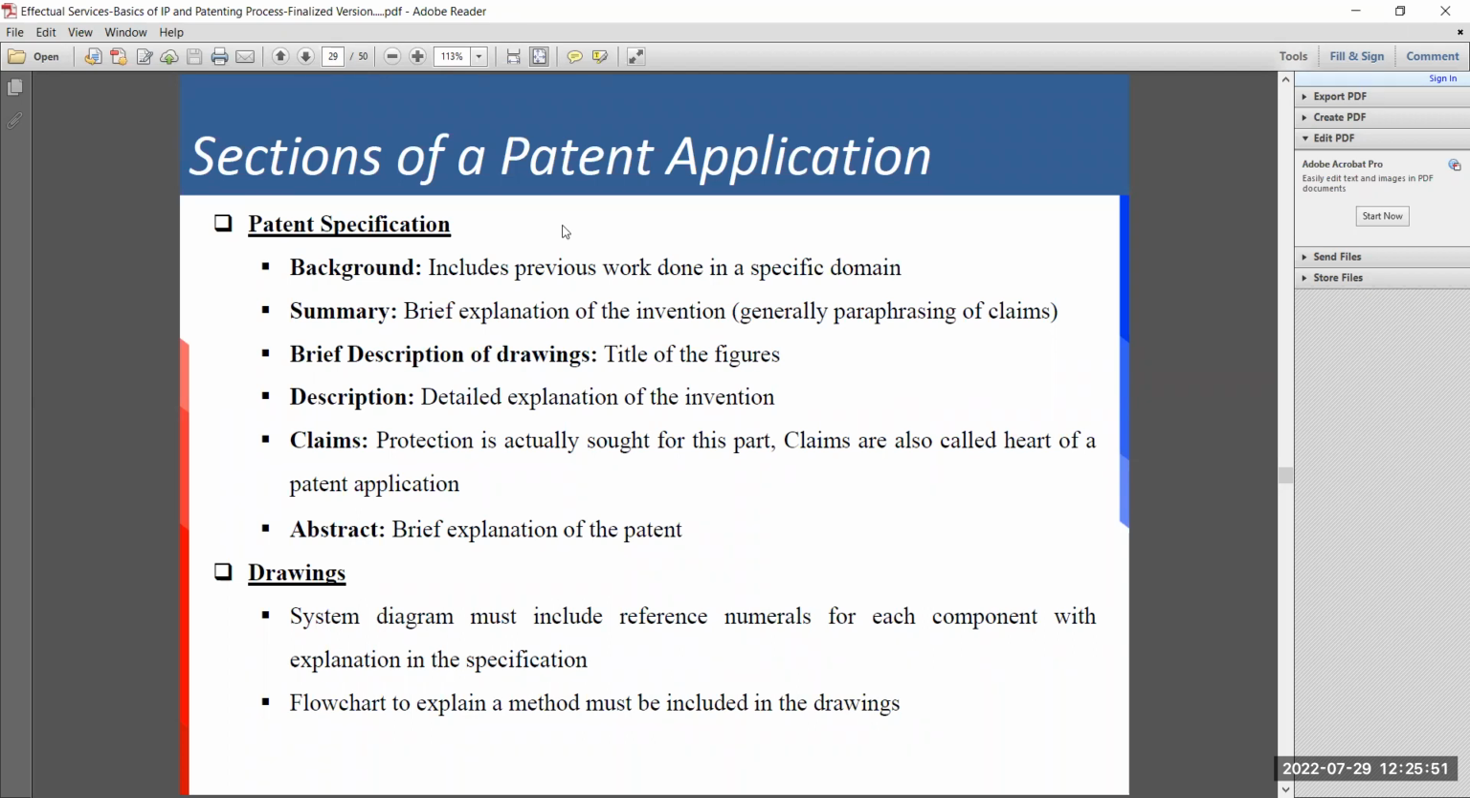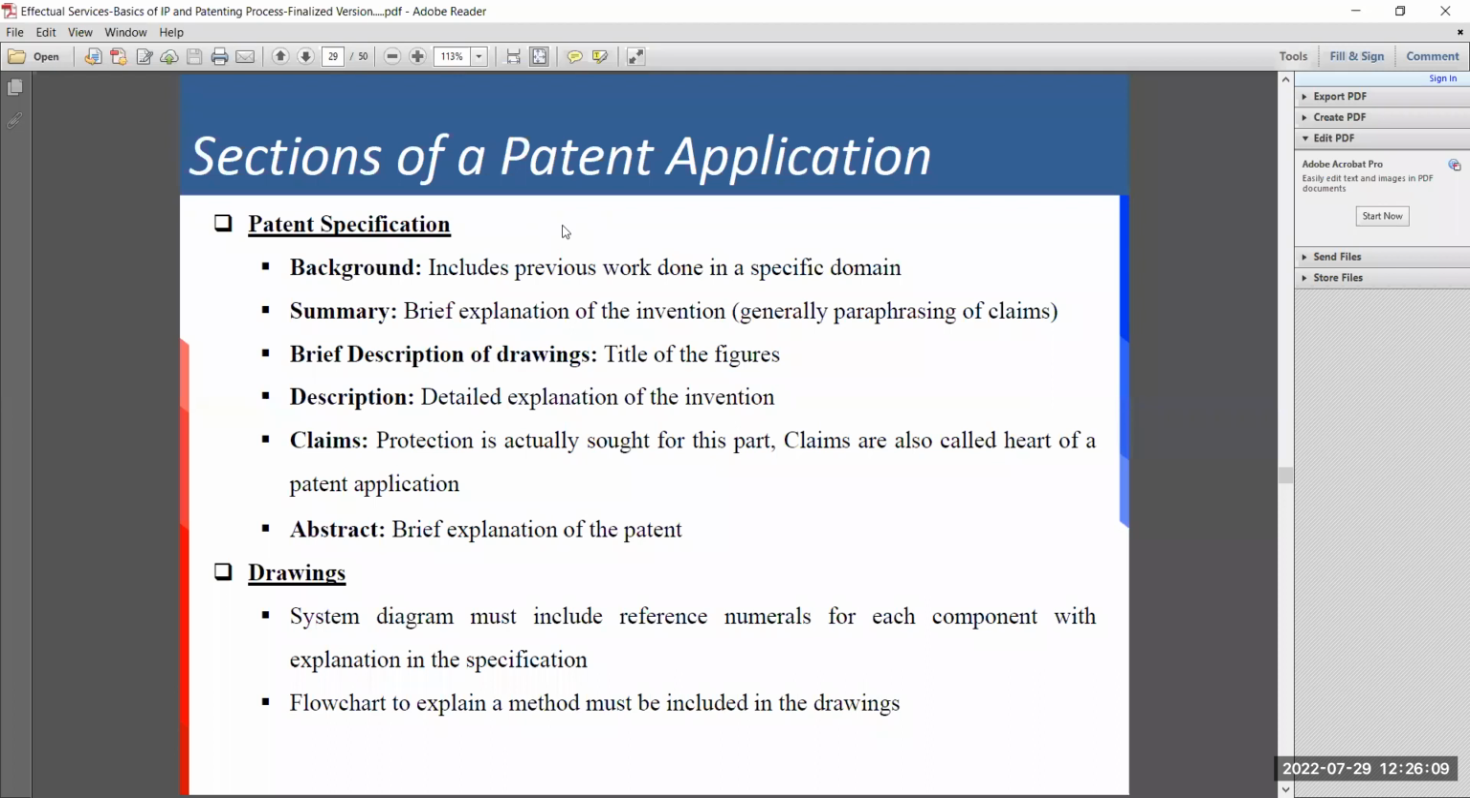Summary includes the gist of your invention. What is the crux of your invention? What is the thing you are solving in that? Along with the objectives and advantages of that. How is it applicable in industry? How is it user friendly and cost effective for humans?